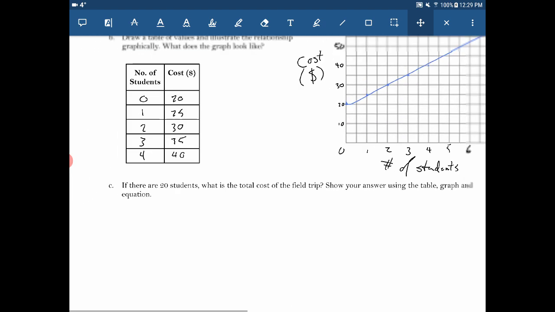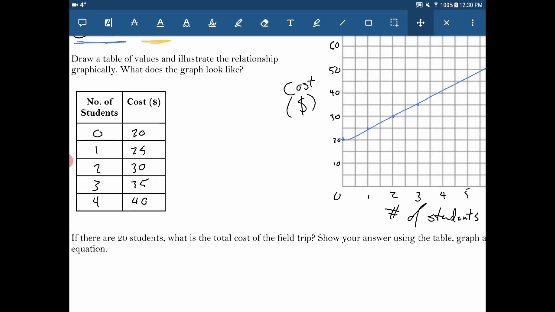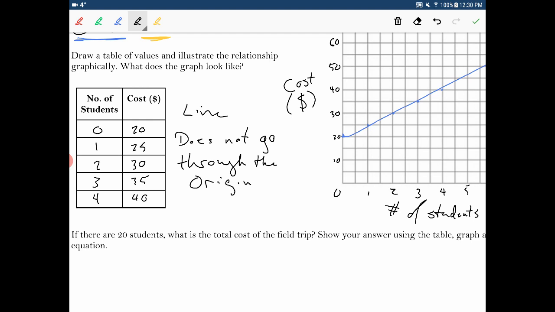All right, I think that's good. I think we answered that. What does the graph look like? Oh, well, we didn't answer it. So we said it's a line. So it's a line and does not go through the origin. Okay, and again, that's what separates this from direct variation.